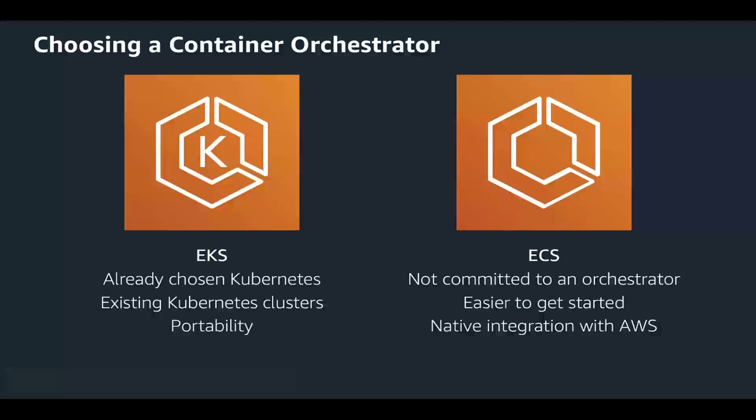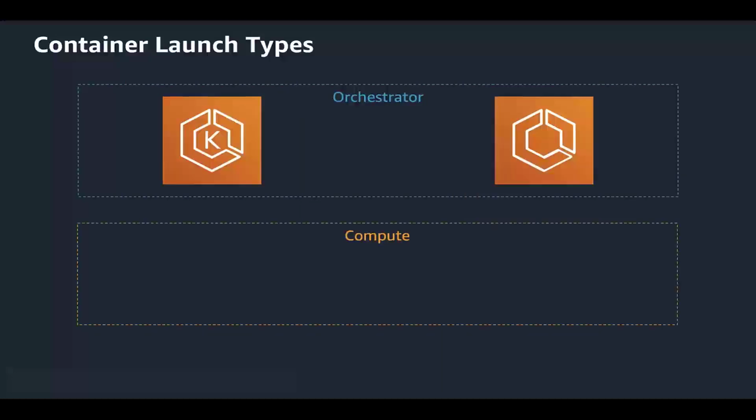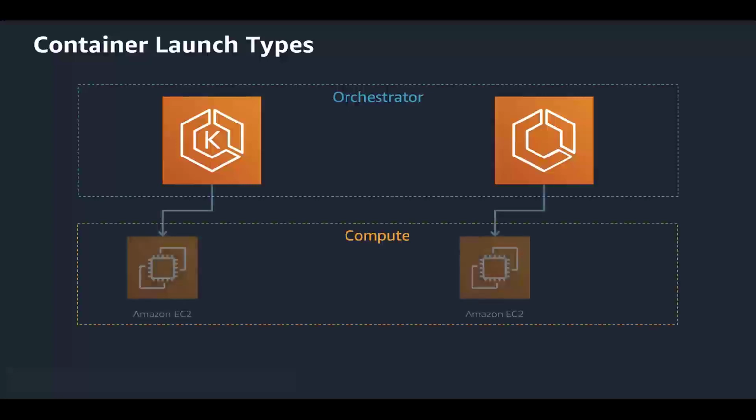Now let's talk about options for the compute layer. In addition to a choice of 2 fully managed orchestrator services, you also have multiple options for how to run your compute layer. As a reminder, this layer provides the actual computing resources, CPU, memory, etc., that actually run your containers. For your compute layer, you can use a cluster of Amazon EC2 instances.